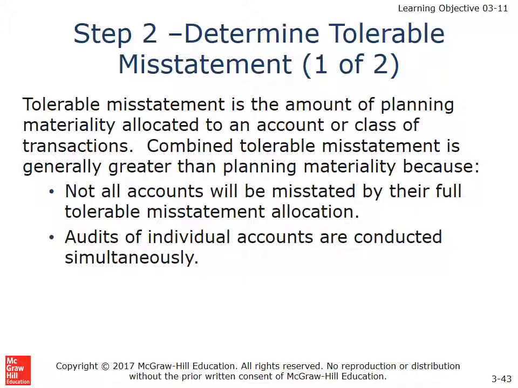Well, why is that acceptable? Because not all your accounts are going to be misstated. And audits of individual accounts are conducted simultaneously. So if there's a problem in one, you'll be able to see a problem in another if one affects the other. So that's why we are okay with those tolerable misstatements by account added up being more than materiality.